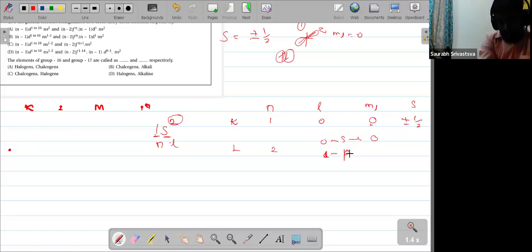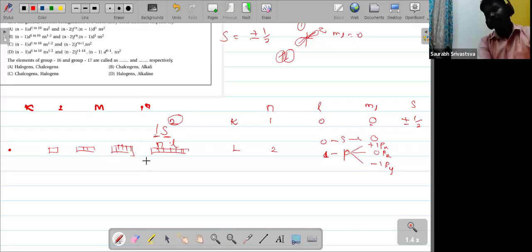The p subshell has 3 orientations. What are the 3 orientations? One is +1, another is -1, and the next is 0. So +1 is Px, 0 is Pz, and -1 is Py. That's why we write: s orbital has 1 box, p orbital has 3 boxes, d orbital has 5 boxes, and f orbital has 7 boxes.